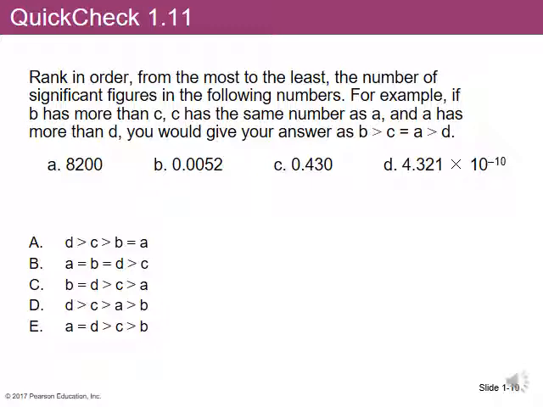Did you get an answer? Let's see if you were right. How many significant figures are in each of these numbers? In this one, there are 2. In this one, there are 2. In this one, there are 3. And in this one, there are 4. So which of these choices puts these in the right answer? D has the most significant figures, followed by C, followed by A and B, which are equal. So the correct answer to this question would be A.